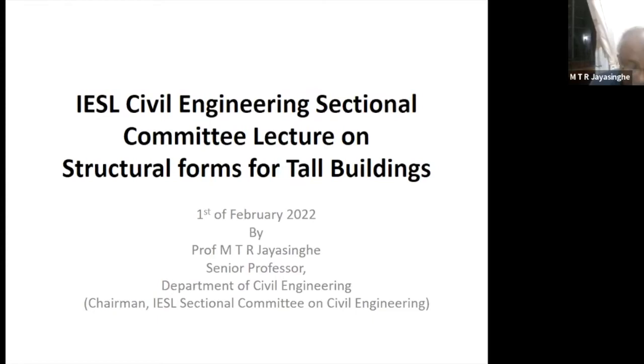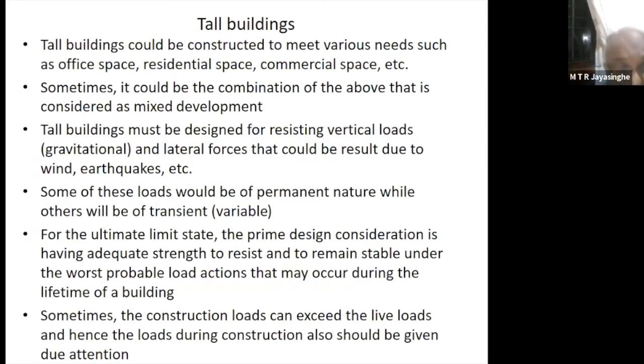So today we are going to talk about structural forms for tall buildings. And you all know tall buildings can be constructed to meet various needs like office space, residential space, commercial space. And sometimes you get very tall buildings where you combine many different things. Basically, you have to resist gravitational loads, the vertical loads, and lateral loads. Some of these loads are permanent in nature, like the self weight, whereas others are variable. So in Eurocodes, we get permanent loads and variable loads.